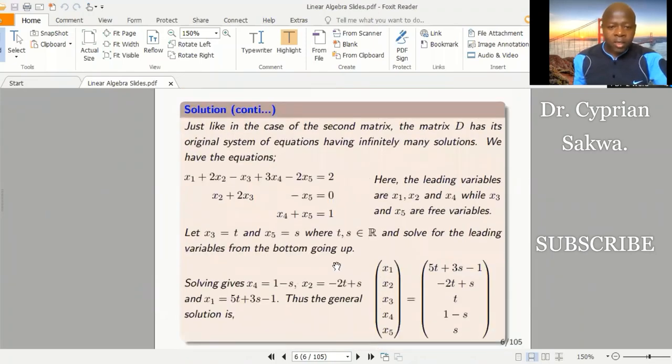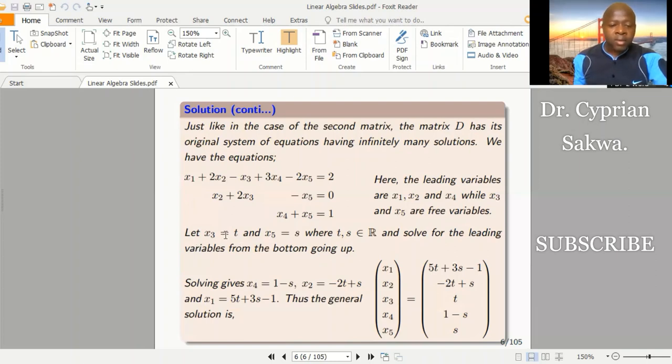And that's what I noted here, that just like in the case of the second matrix, the matrix D has its original system of equations having infinitely many solutions. We have these equations, x1 plus 2x2 minus x3 plus 3x4 minus 2x5 equals 2. And this other one, after reducing to echelon form, is what we get. And so the leading variables are x1, x2, and x4. But the free ones are x2, x3, and x5. No, x2 is not free, it's a leading variable. So the ones that do not appear among the leading variables are x3 and x5.